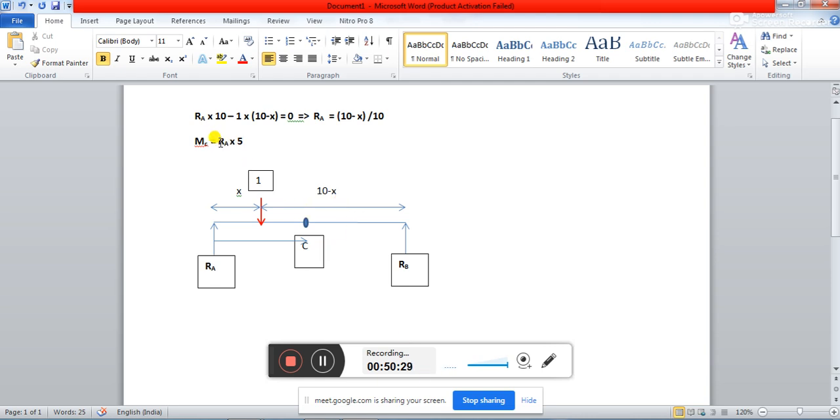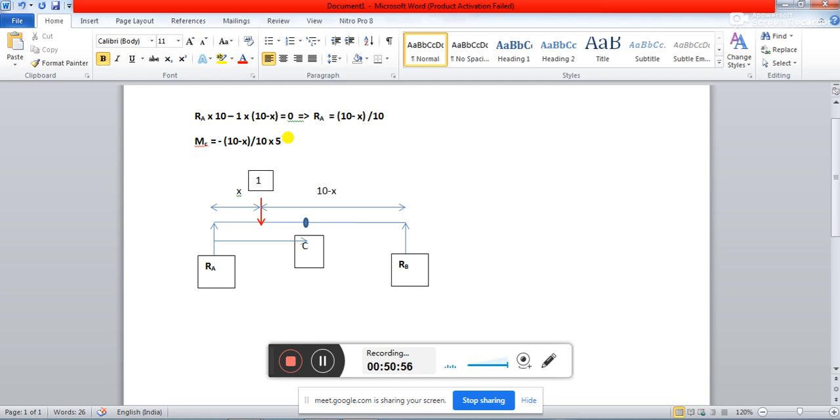So how much will be in this case? So RA value I will put it over here. So RA is how much? RA is nothing but 10 minus x by 10, and this is going to be clockwise, so I will put a minus sign, and this needs to be multiplied with 5, isn't it?